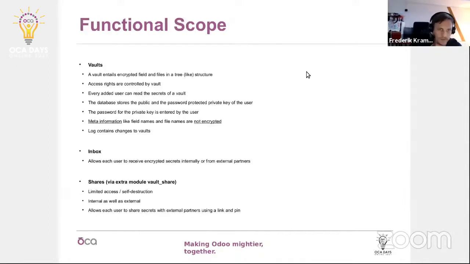The functional scope of the Vault application in Odoo is that Vault entails encrypted fields and files in a tree-like structure. If you are familiar with KeePass, you know that besides the password fields themselves, you could also upload and encrypt files, and that is something that we wanted because, for instance, if we would like to store a public key or any digital certificate, we wanted it to be uploadable there as well and encryptable.